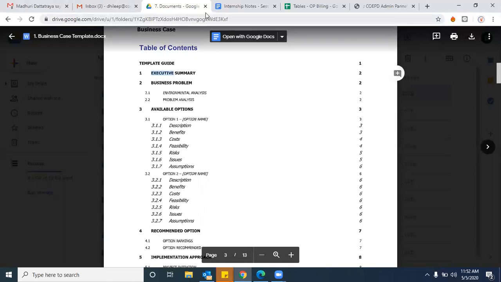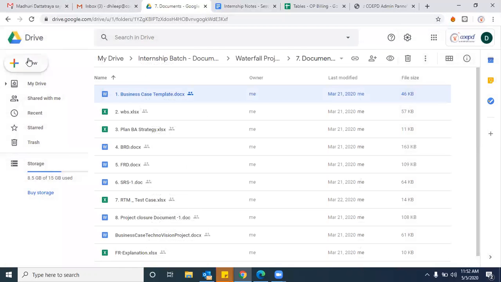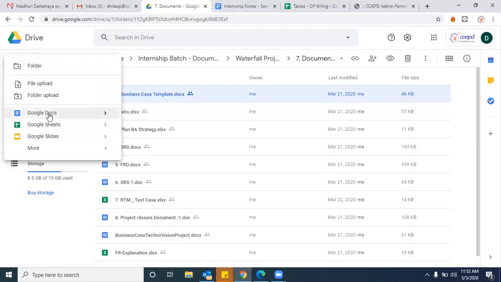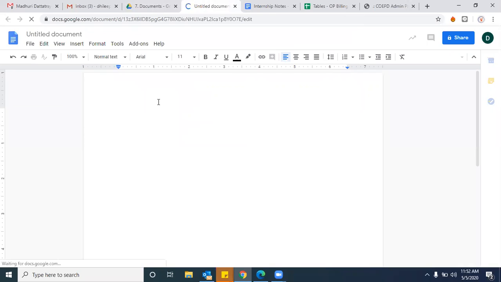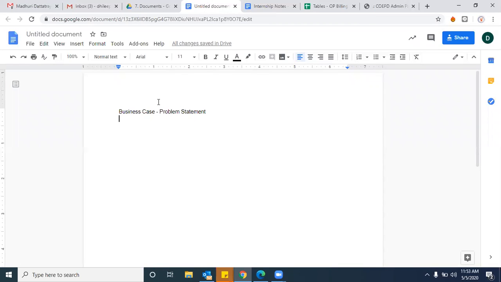Okay, let me write a document here, that will be good, right? Otherwise we may mess up. Okay, this is a business case. So which kind of business case is this, Dilip? The problem statement. Okay, problem statement. Sir, are there any types of business cases?